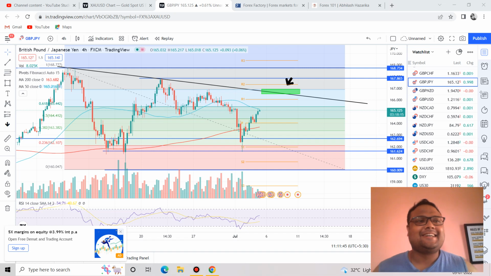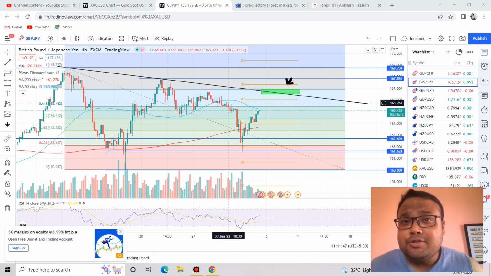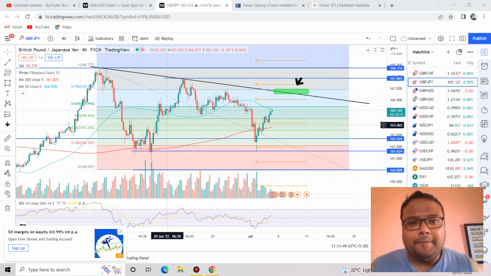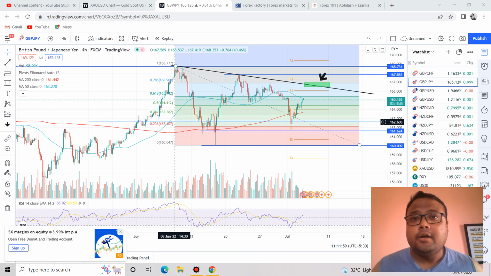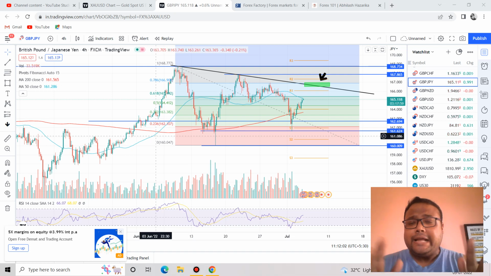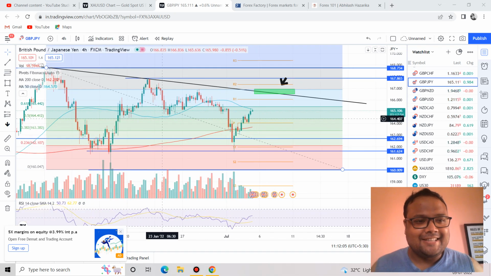So let's get started. This is the 4-hour chart of GBPJPY, and as we all know, GBPJPY is a very volatile pair. Before I proceed, I would like to tell everyone to please follow proper risk management and do not trade without a stop loss. Protect your hard-earned money, protect your capital.